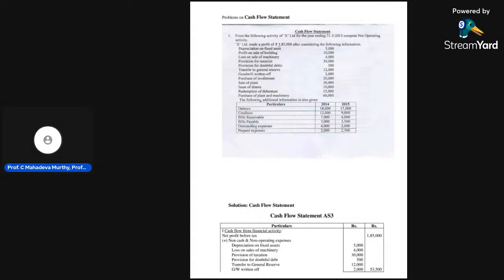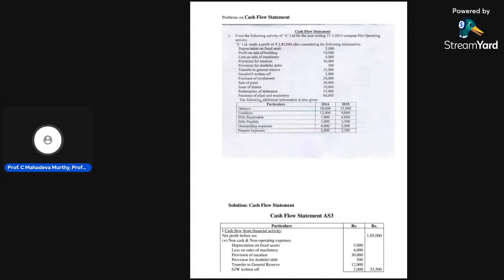You had better mark those items, that information, if you consider them in that category, cash flow from financial activity. Here there are no other items available in non-cash and non-operating items.